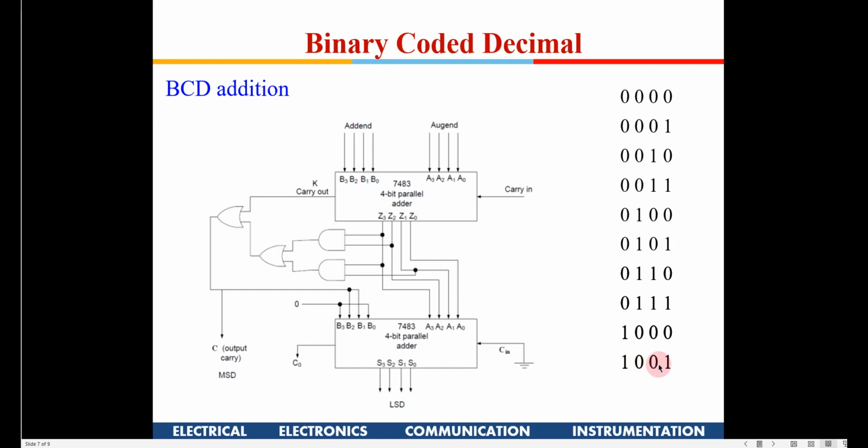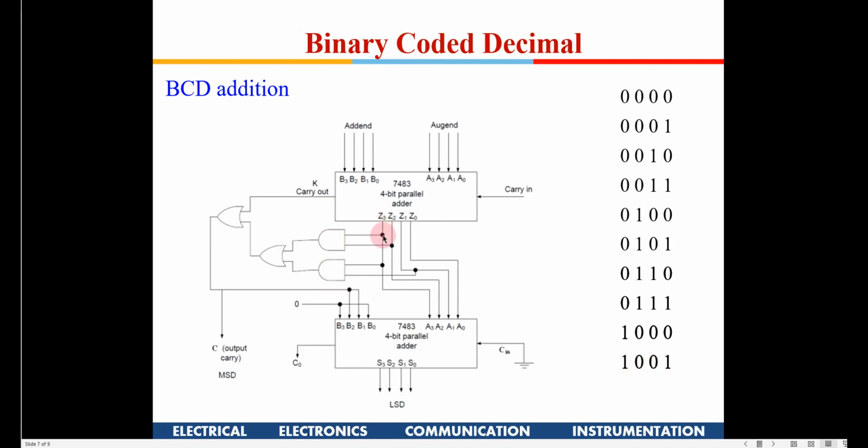Okay, so this is 9, right? For 10 it will be 1010, and for 12 it will be 1100. So if any of these bits are 1, still you need to add 6.